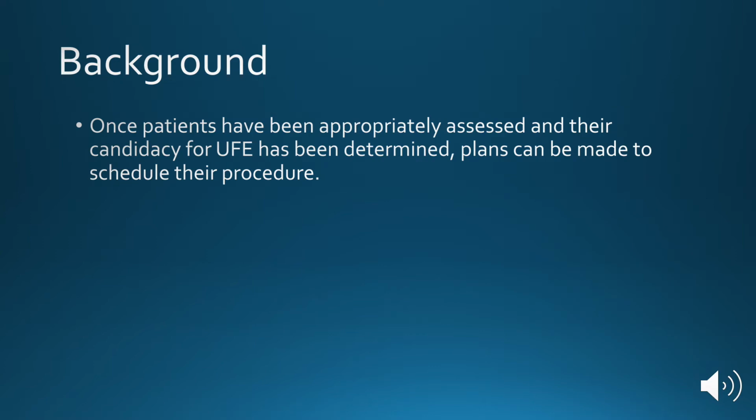In my previous lecture, we spent a lot of time talking about patient selection. Once we see a patient in the office, we've appropriately assessed them and determined their candidacy for UFE, we can make plans to schedule their procedure. Most procedures are being done in a hospital setting, but a growing number are being done in office-based labs or in ambulatory surgical centers.